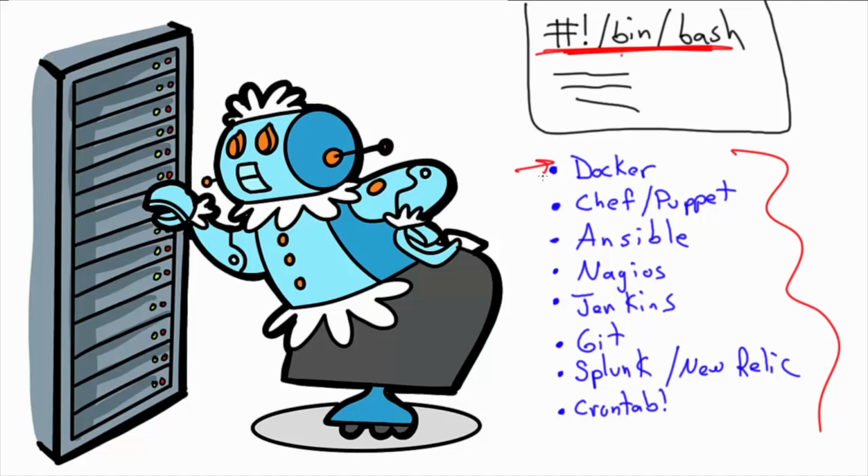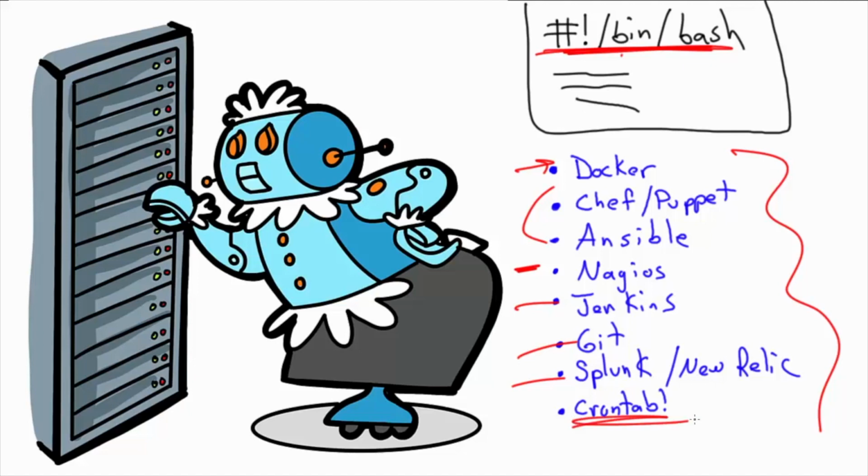Docker is going to mean you don't have to install as many operating systems because you can containerize apps. Chef, Puppet, Ansible, they're going to orchestrate and automate the installation and upkeep of all of your systems. It's super nice. Nagios is going to monitor things for intrusion or updates. Jenkins is going to help you develop and deploy apps. Git does versioning. Splunk, New Relic, these are just things that will analyze your log files.